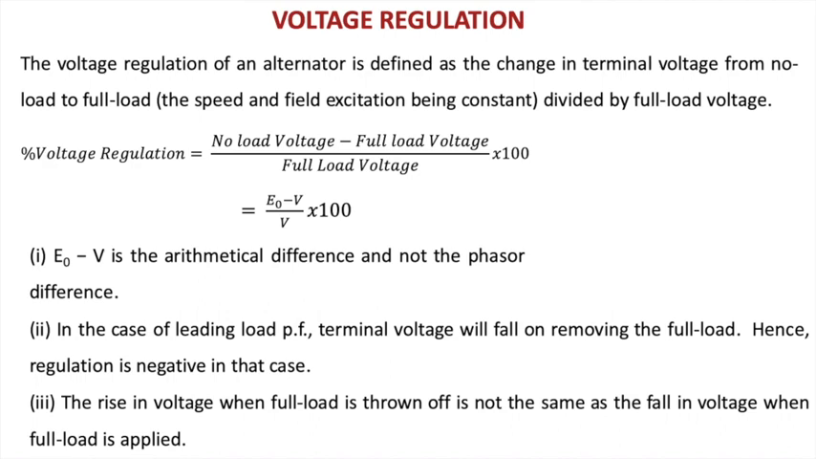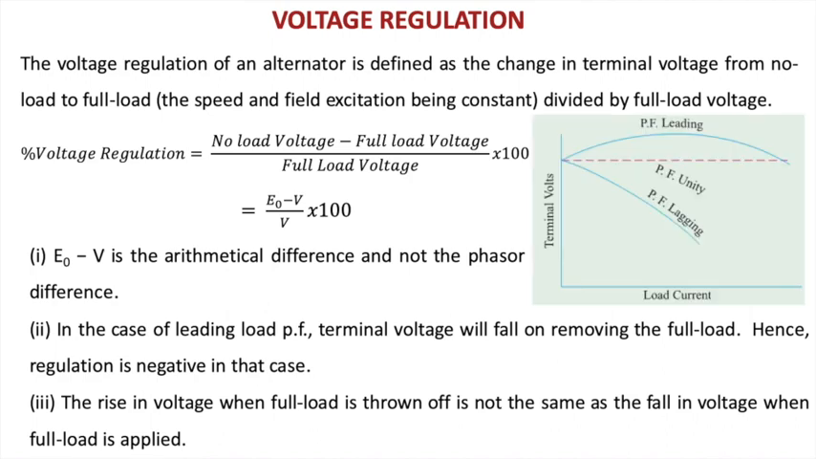So these are the three major things for the voltage regulation, and you can observe this in the graph. For unity power factor it is a straight line graph, the variation of the terminal voltage with respect to the load current, because for unity power factor the armature current will be in phase with the terminal voltage. For lagging power factor it is a drooping characteristic, while for the leading power factor it will increase initially and later come and drop down.